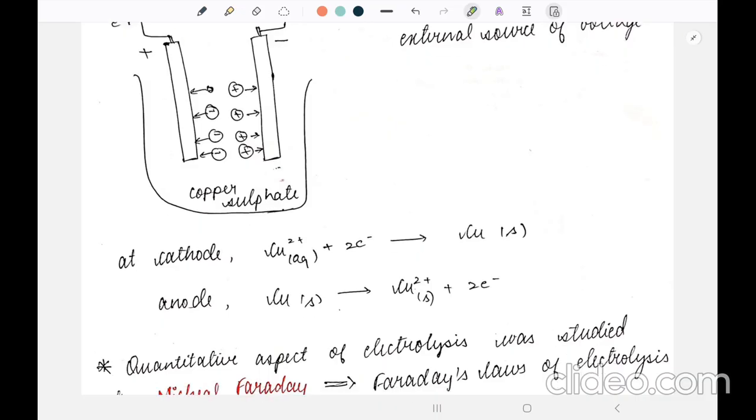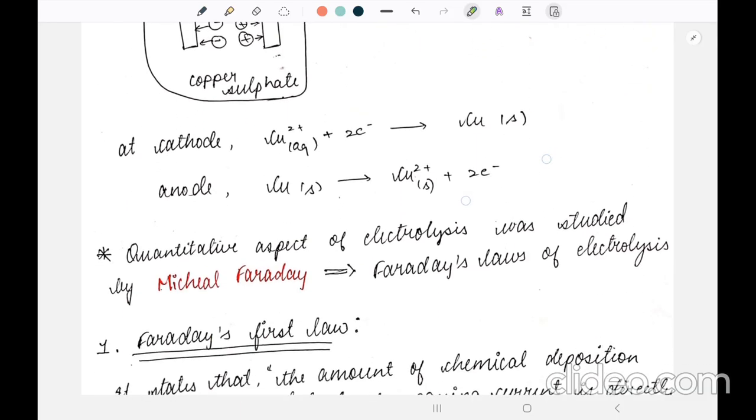So the applications of electrolytic cells are many. Metals like Na, Mg, Al are produced on a large scale by electrochemical reduction of their respective cations, where no suitable chemical reducing agents are available for this purpose. Now let us study Faraday's laws of electrolysis.